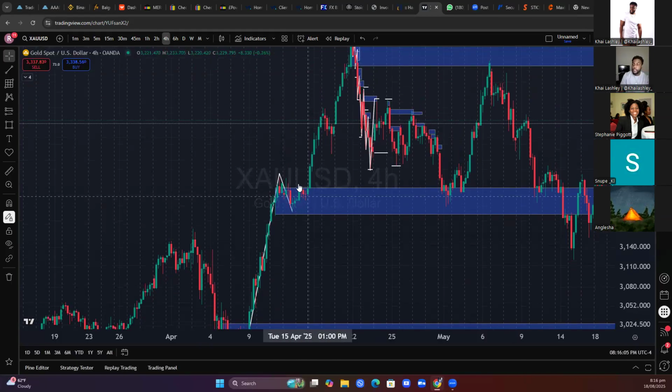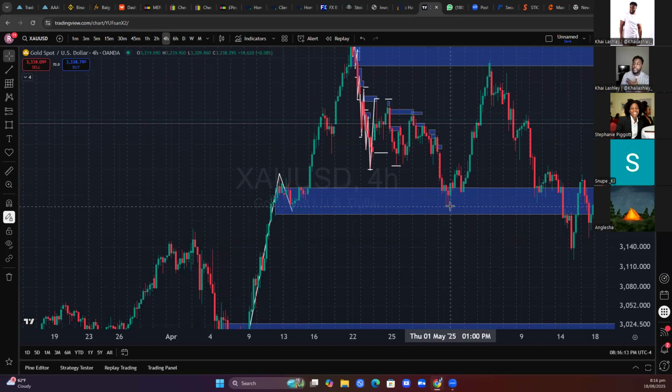Buyers were sitting here at some point and caused the market to push. Great. So if price came back to that area now, the potential for price to buy is there. The potential for price to push back up is there. Now, here's the thing.